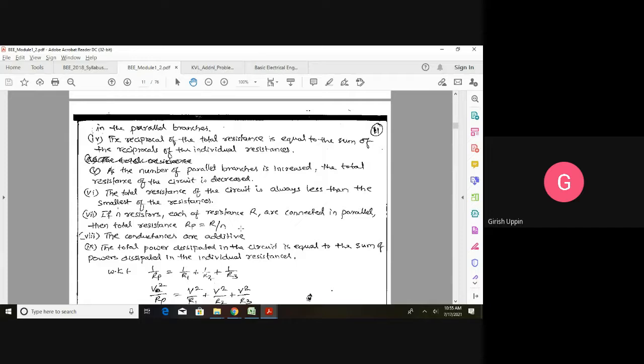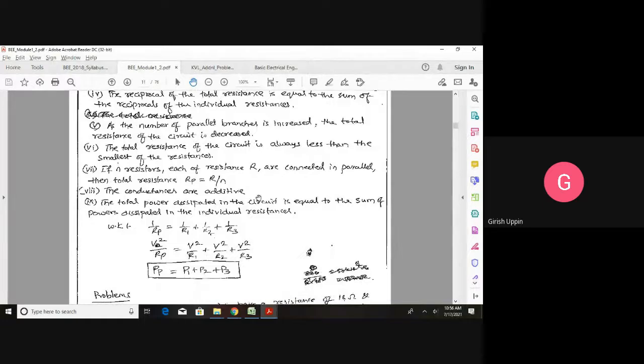If n resistors, each of resistance R, are connected in parallel, then the total resistance Rp is equal to R by n. Suppose you have, let us say, 3 resistors of 3 ohm each connected in parallel. You can directly calculate using this formula. Rp is equal to 3 ohm divided by the number of resistors, that is 3. 3 by 3 is equal to 1 ohm. So the equivalent resistance would be 1 ohm.